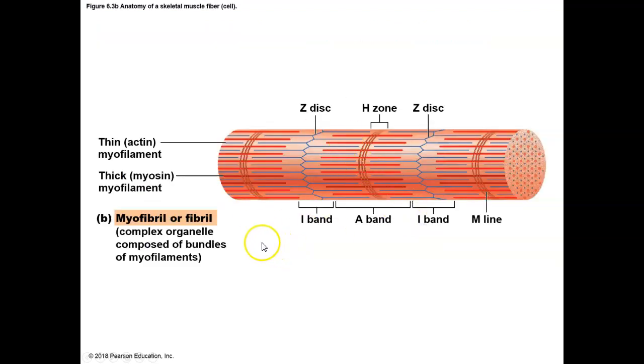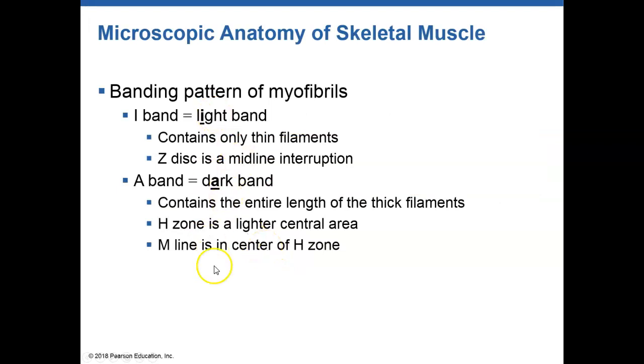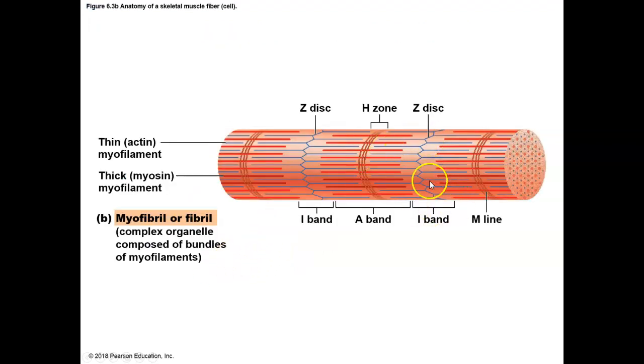So I'm going to move it to this slide. This slide gives you some information that you can read, but I'm going to go here and show you closer up. So here's that I band, that light band, and here's that A band, that dark band. Within the I band, we have a Z disc. The Z disc is the region that designates the beginning and the end of one single sarcomere. The sarcomere is the functional unit of a muscle fiber. So from one Z disc to another Z disc is one full sarcomere.